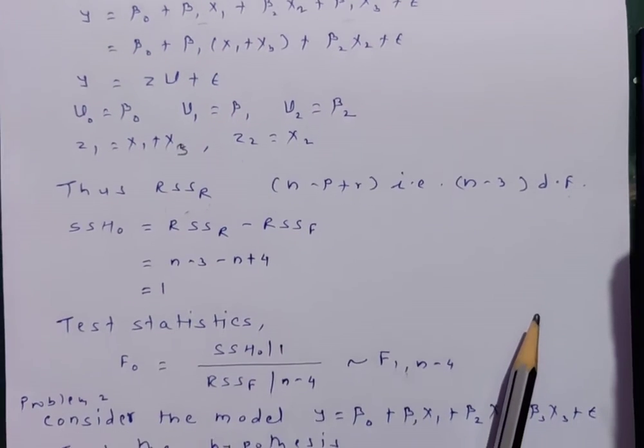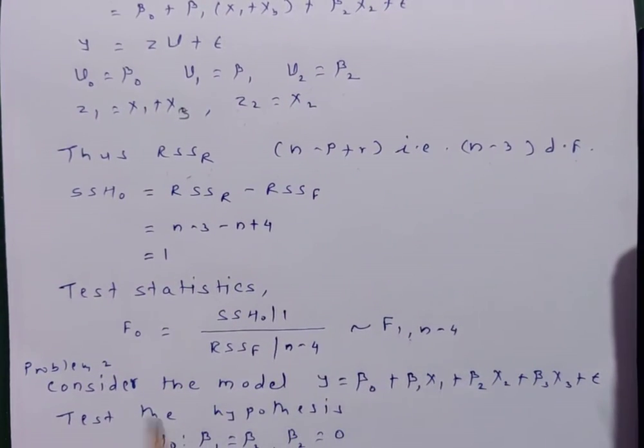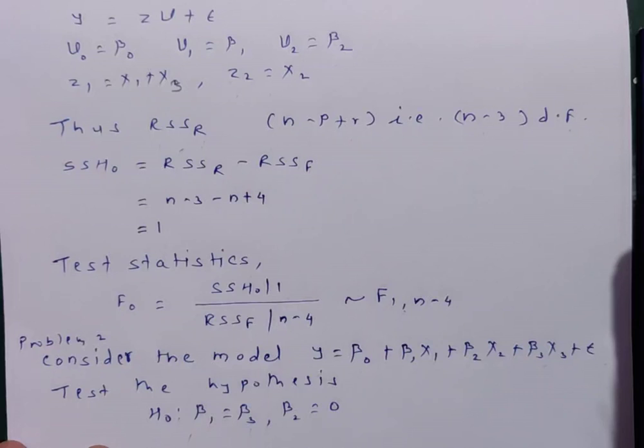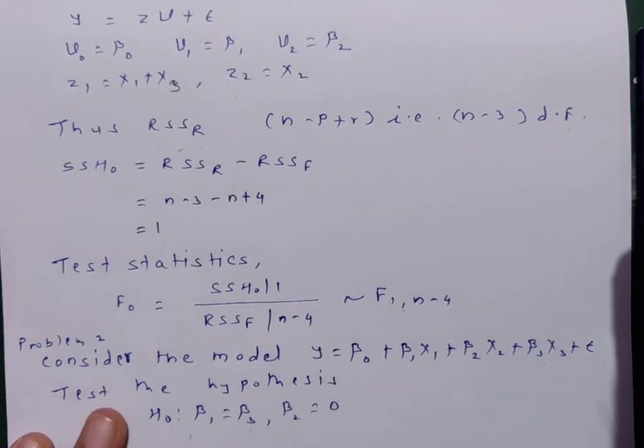Now for your homework you have one problem. Consider the above model, y is equal to beta naught plus beta 1 x1 plus beta 2 x2 plus beta 3 x3 plus epsilon, and you need to test the hypothesis H naught: beta 1 is equal to beta 3 and beta 2 is equal to 0. Getting the concept? So you need to solve this example. Thank you.